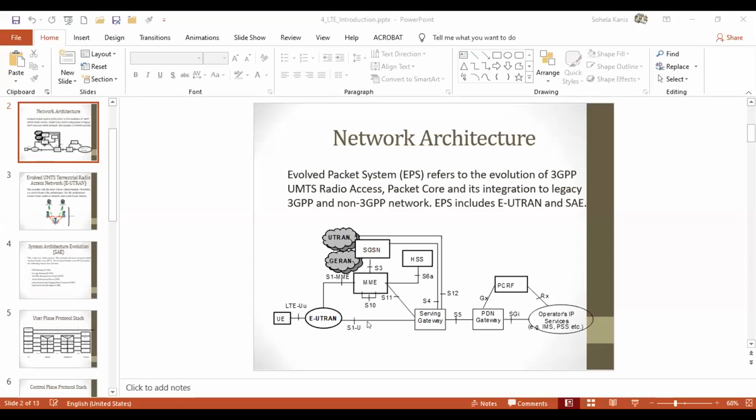Okay. Now you see that we show here EUTRAN, and that's nothing but the base stations. You have your UEs connected to your base stations, which are shown as EUTRAN.